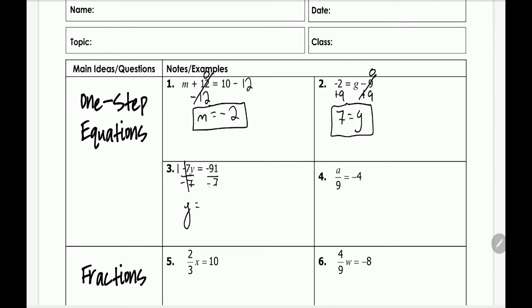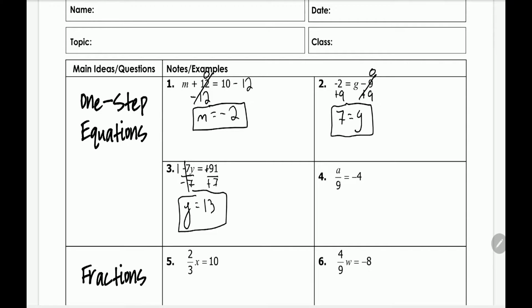Negative 91 divided by negative 7. Well, 2 negatives makes a positive. 91 divided by 7 is 13. Okay? We have a letter is equal to a number, and we're done. Moving on to number 4.